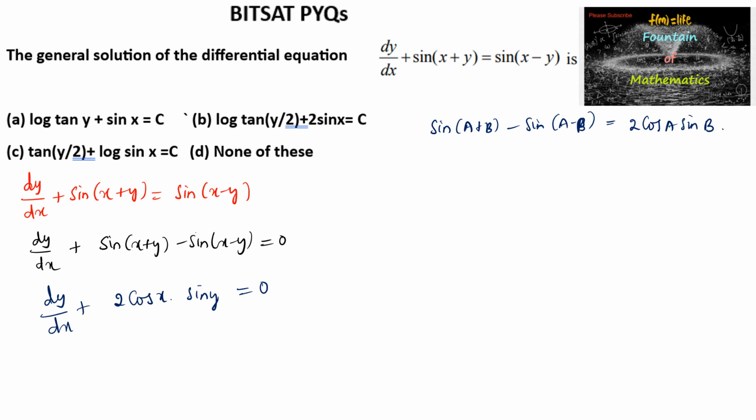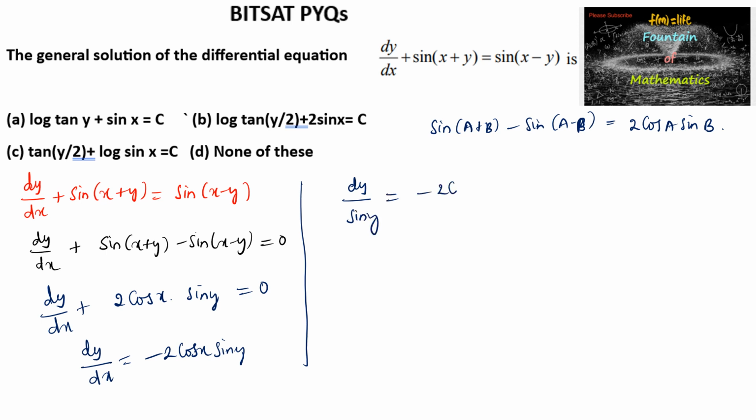Now dividing with the sine y, our dy upon dx is equal to minus 2 cos x into sine y. Dy upon sine y is equal to minus 2 cos x into dx. Now it's a variable separable. We can integrate on both the sides. Integral of cosecant y dy is equal to minus 2 times integral of cos x dx.